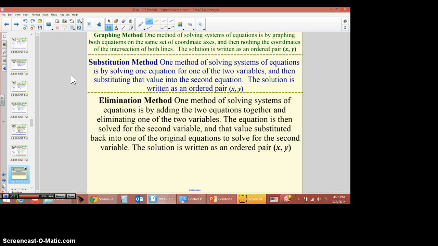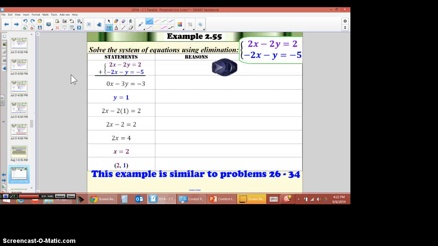The elimination method is used primarily, you can pause and read that if you'd like. If you notice here, we have equals 2 and equals negative 5. This is when we use the elimination method, because it's easier when all the variables are on one side and the numbers are on the other. That makes the elimination method work out really great.